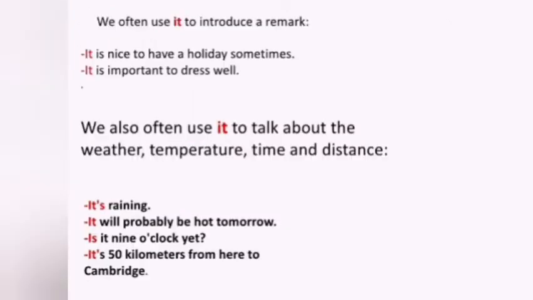We often use it to include a remark. It is nice to have a holiday sometime. It is important to dress well. We often use it to talk about the weather, temperature, time, and distance. It's raining. It will probably be hot tomorrow. It is 9 o'clock yet. It is 50 kilometers from here to Cambridge. So it is used to do what? Talk about a certain condition, weather, temperature, time, or distance. And it's a remark too.